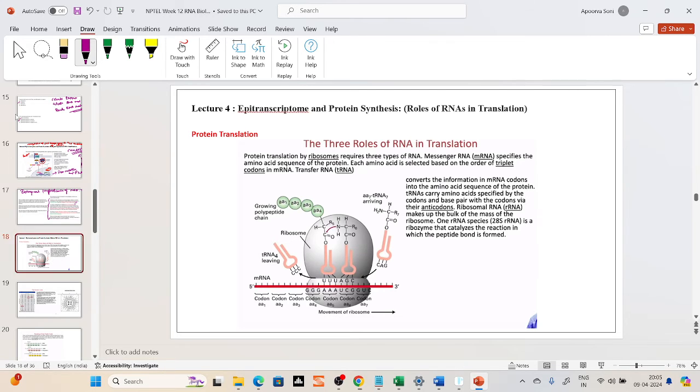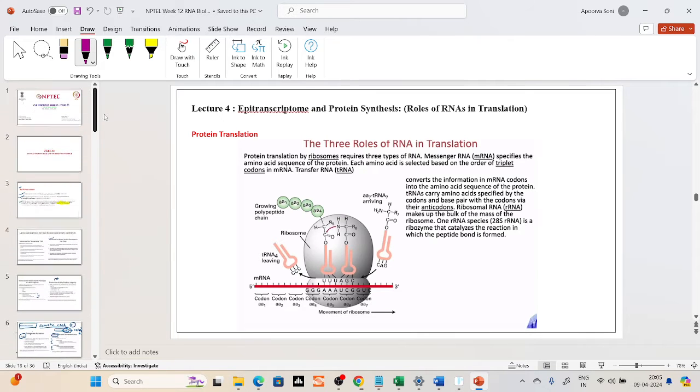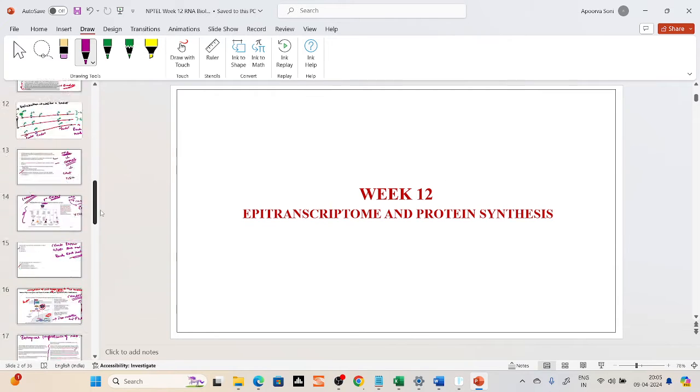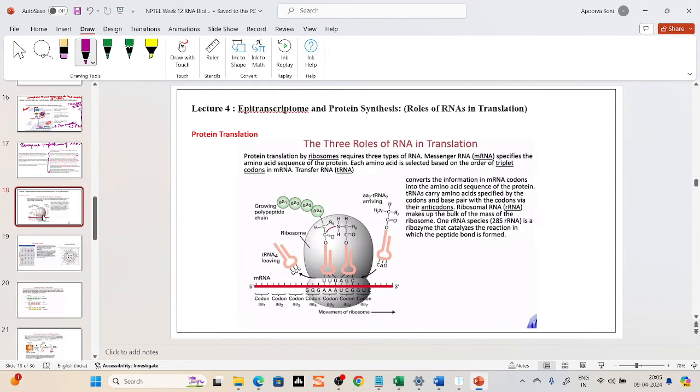Now we are switching to the next part of today's lecture, that is protein synthesis. Epitranscriptome we have covered. Now we'll see protein synthesis. Fine. So protein synthesis, that is, we are talking about translation. Because our course is RNA biology, we'll try to see the role of RNA in protein translation.